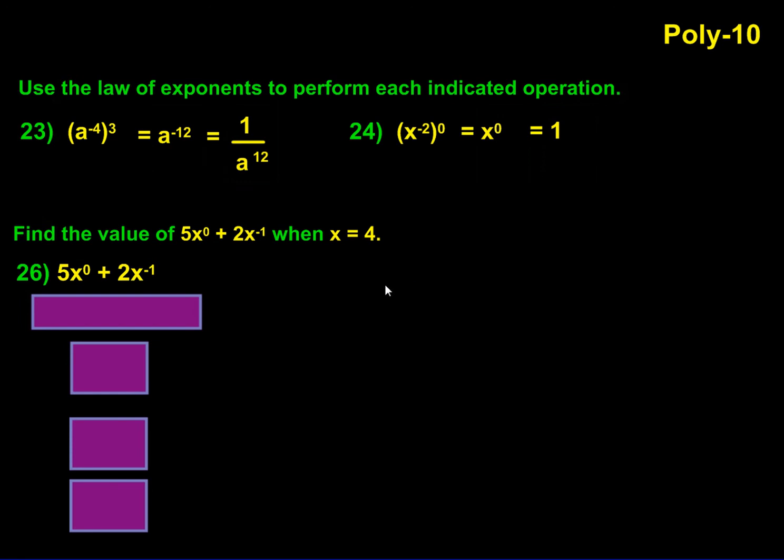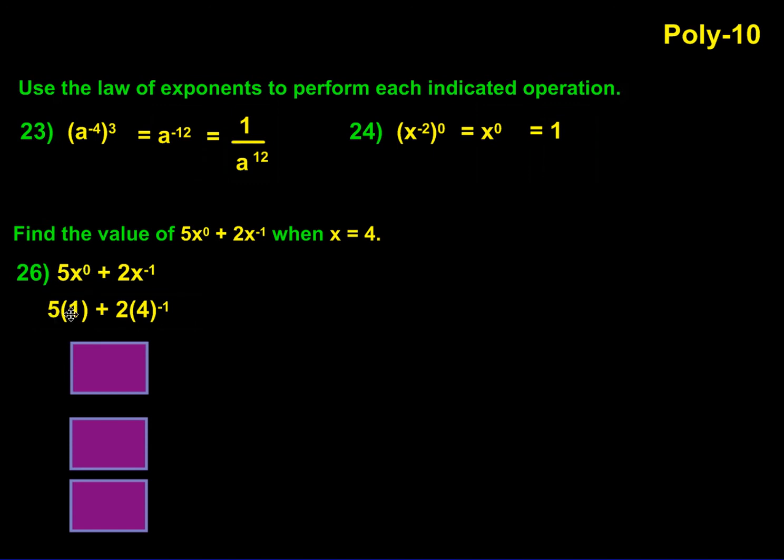And lastly, we'll take a look at question number 26. Find the value of 5x to the 0 power plus 2x to the negative 1 when x is equal to 4. So here's the original equation. Let's plug the 4's in where we can. I started from left to right and broke this down a little bit too. So an x to the 0 power we know is 1.